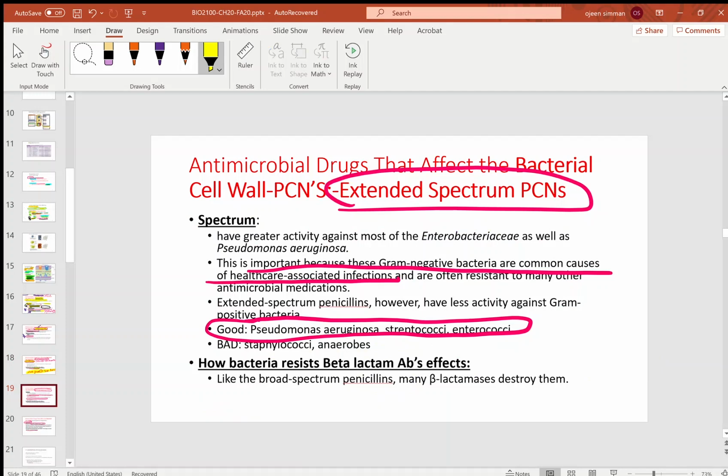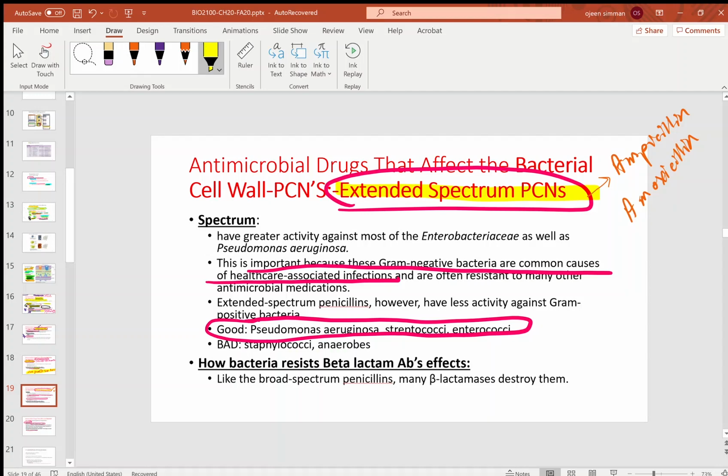So the extended spectrum penicillins, these include, you guys have probably heard of these. I'm only going to give you guys names that you know and have heard of. Examples include ampicillin and amoxicillin, amoxi. So these are very popular.